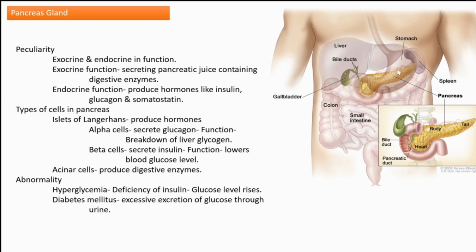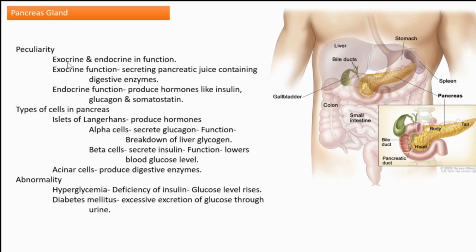Its location is somewhat here near to the stomach, attached somewhat near to the duodenum. Duodenum is the first curved portion seen after the stomach, the beginning portion of the small intestine. There's a peculiarity. The pancreatic gland has dual function, exocrine function and endocrine function.